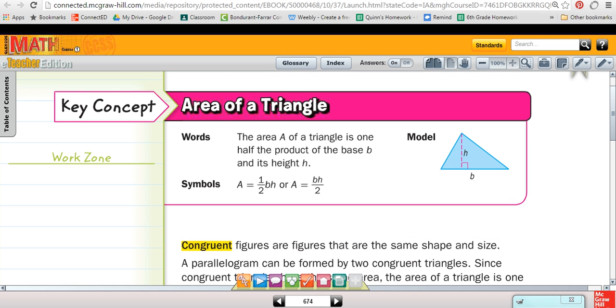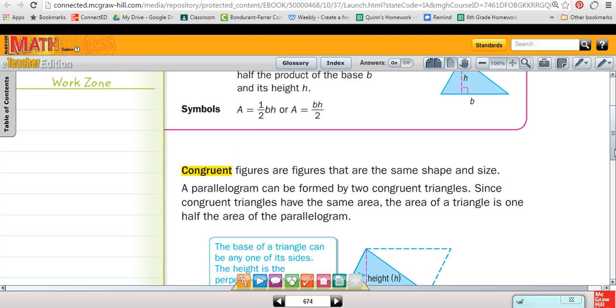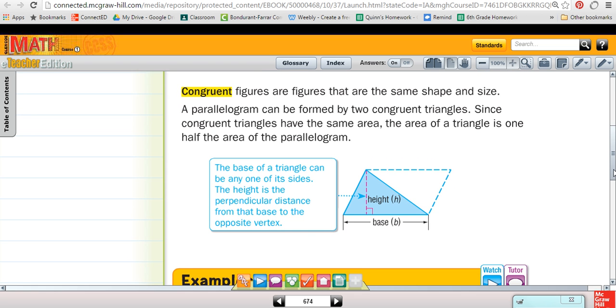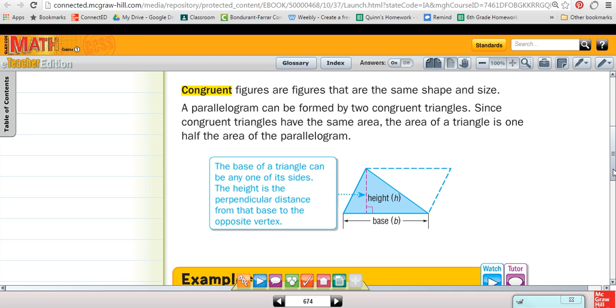Okay, so they're talking about these congruent figures. We know that a parallelogram is now made up of these 2 congruent triangles. They have the same size, the same shape. We have 2 congruent triangles inside this parallelogram. We have it here, and then we have it here. So if we're just finding this one, we have to take half of the area of a parallelogram, half the base times the height.